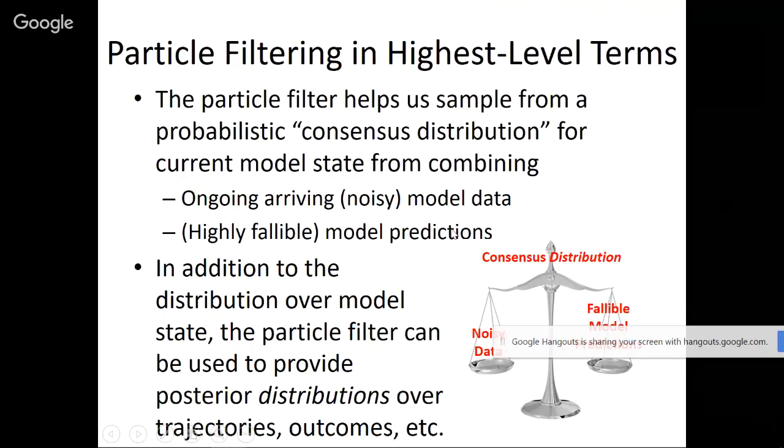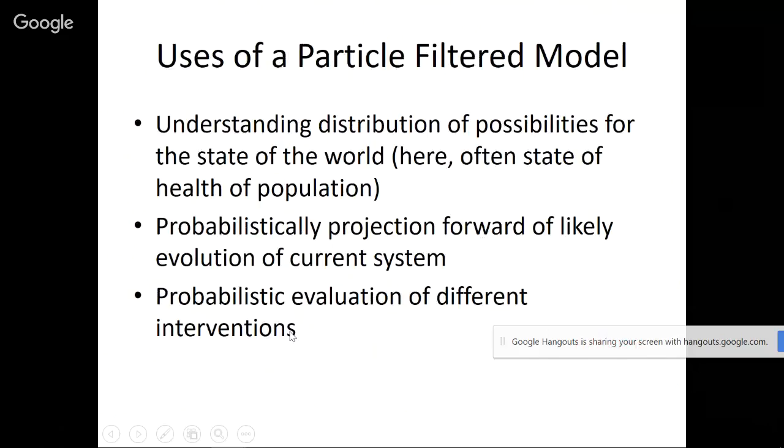Okay, so we can use a model like this to get distributions over trajectories or outcomes for interventions going forward. Its ability to sample this distribution of the current model state allows us to sample a distribution of outcomes for an intervention, for example, or a distribution of possible evolutions of the model going forward.